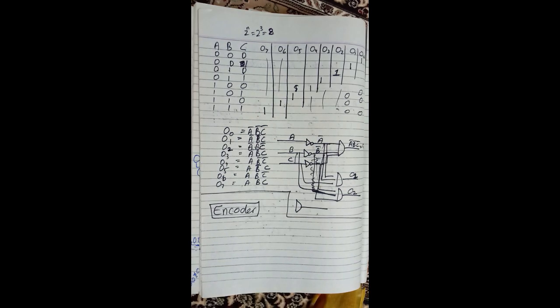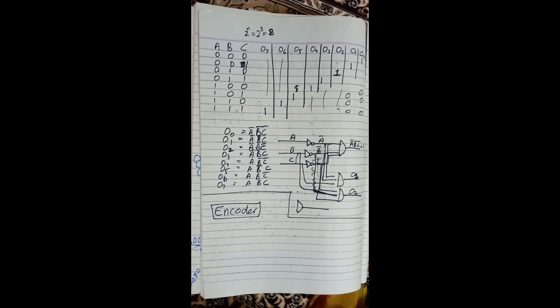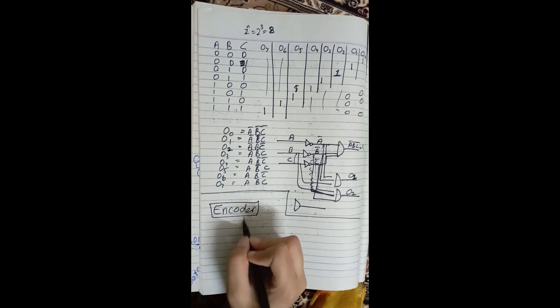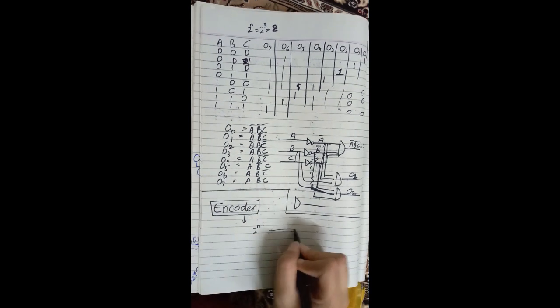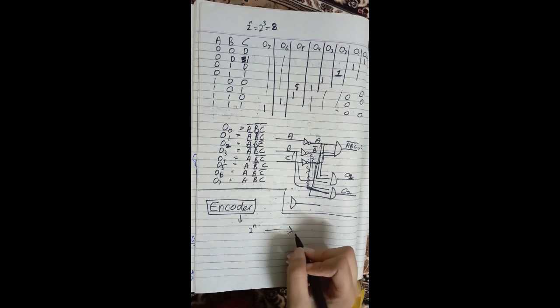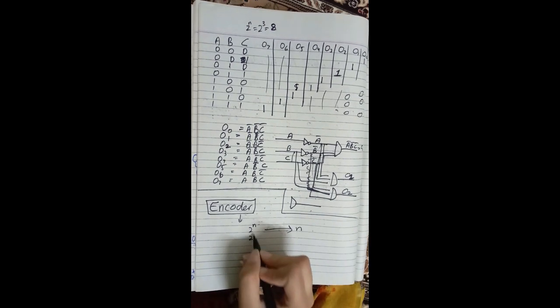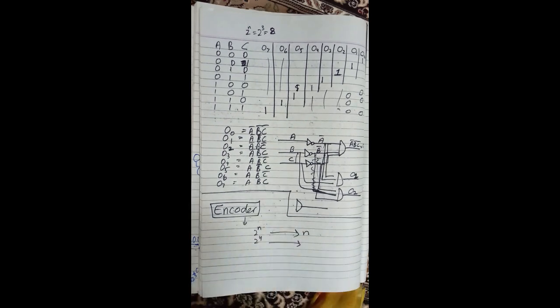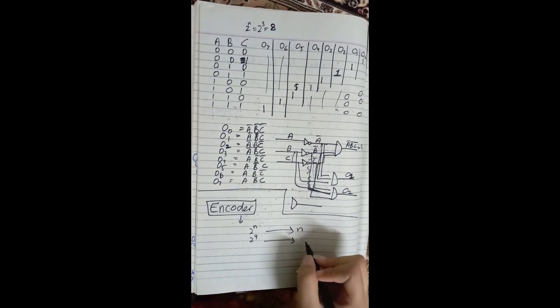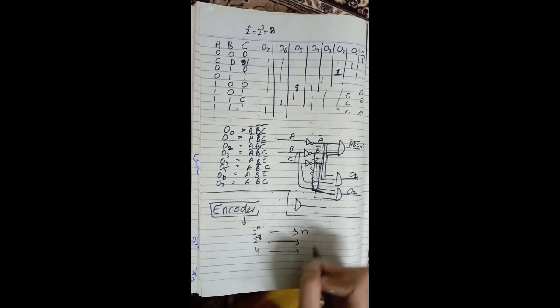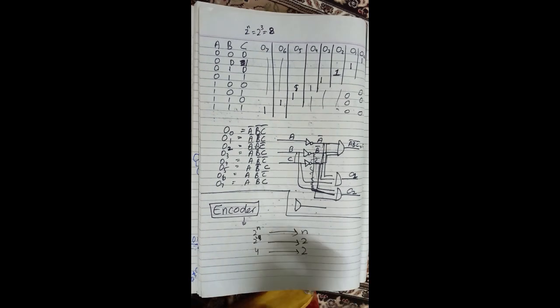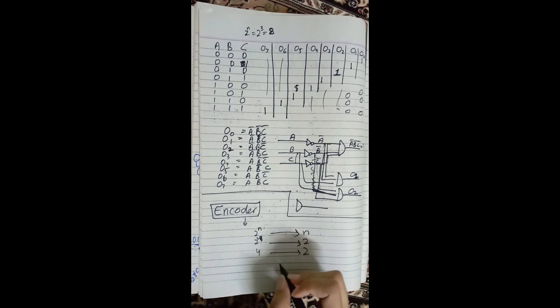Okay, the encoder is a digital circuit that performs an inverse operation of a decoder. It has 2 to the power N input lines and N output lines. It is the opposite of the decoder. The second thing is we have the 2 to the power N inputs and the output will be N. Like if we have 2 raised to power 2 inputs, like 4 inputs, the output will be 2.